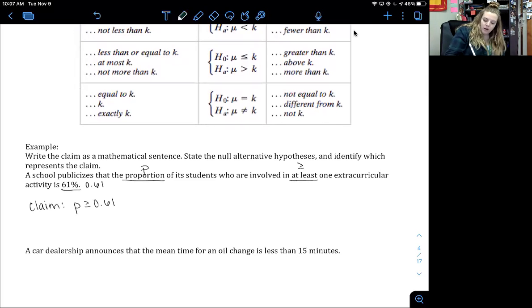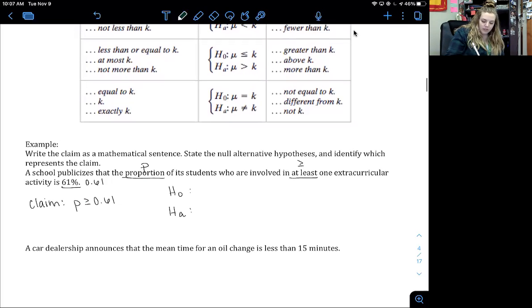So now we're going to write our hypotheses, null hypothesis and alternative hypothesis. And we want to know which of these is our claim. So we have that greater than or equal to. Since this is equality, that means it's our null hypothesis. So P is greater than or equal to 0.61. And I recommend that you also always write next to it that that's your claim. And that will help us at the end when we're making our inferences.